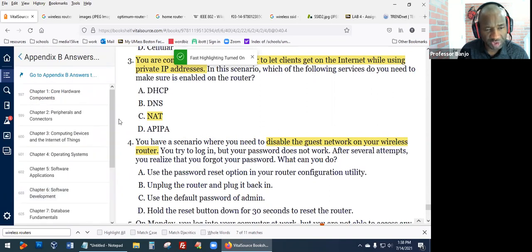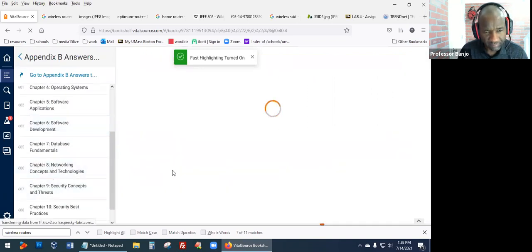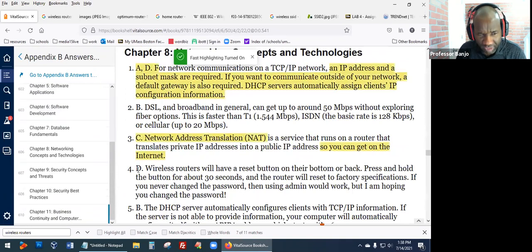So Appendix B, question 8, number 4. Okay, so right here, Anjuman. It says wireless routers have a reset button at the back or somewhere, right? Like a little button you can just click to reset it. Press and hold the button for about 30 seconds. In fact, I do this myself sometimes when my wireless is being funny. Or you call Comcast and they tell you to press that button for a few seconds. It will reset it to factory specs.